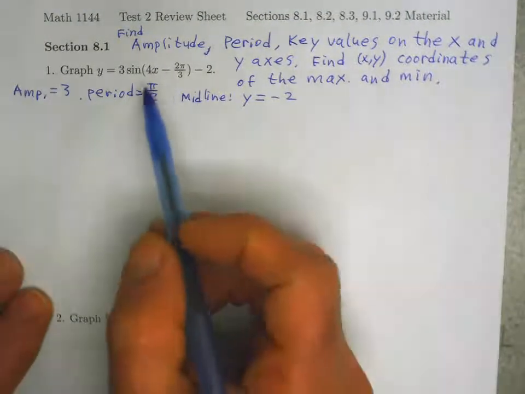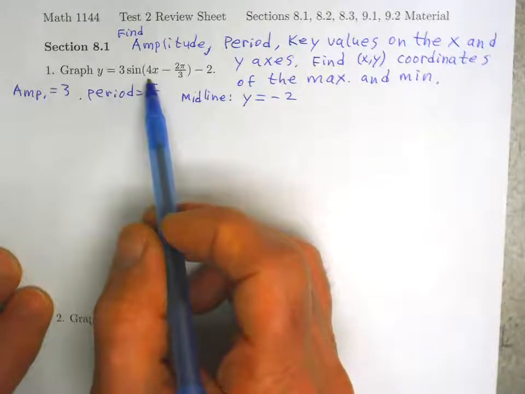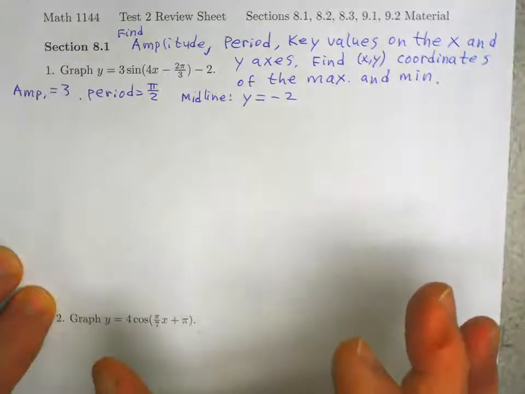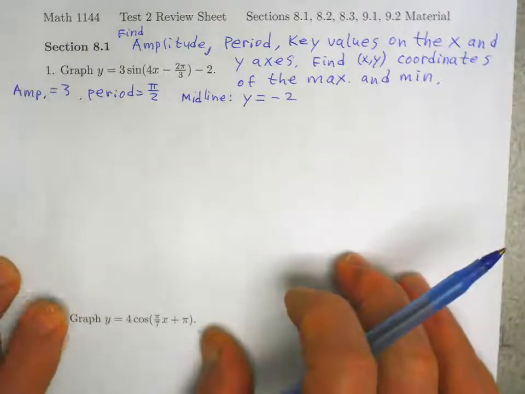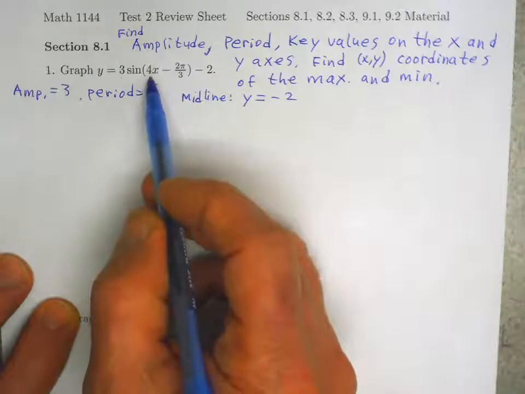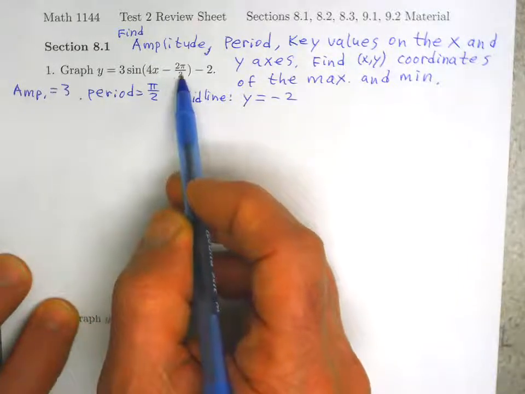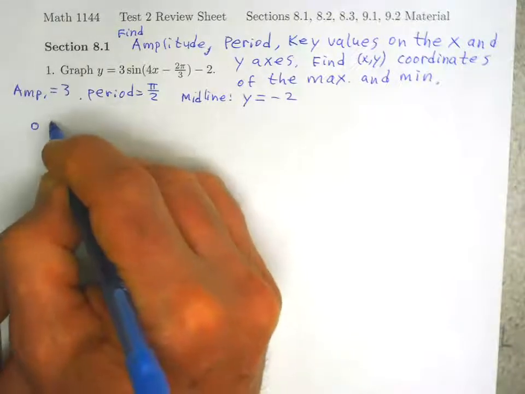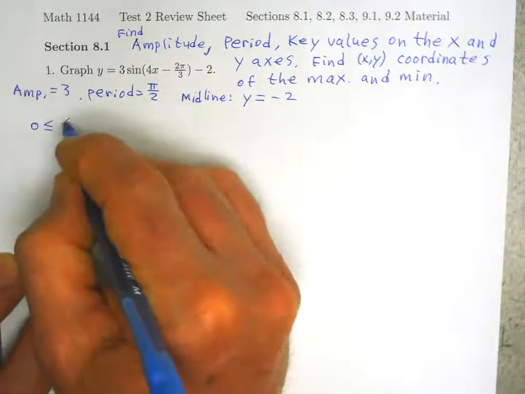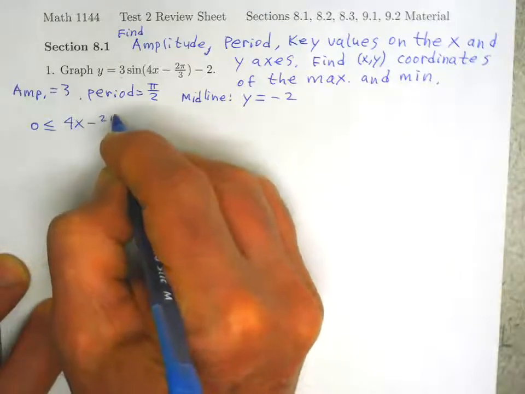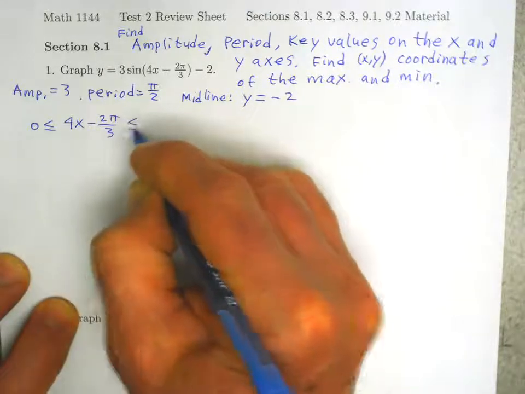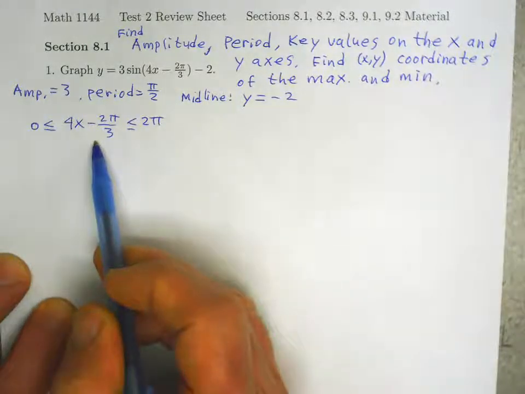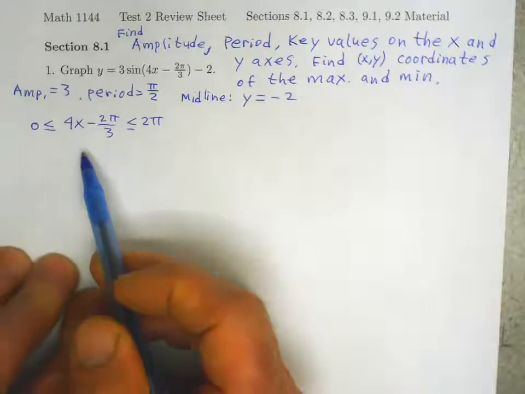Okay, so we'll use the same method for picking the period that we want to graph this sine function. The argument of sine is 4x minus 2 pi over 3. So we know that 0 is less than or equal to 4x minus 2 pi over 3, which is less than or equal to 2 pi. And then we solve this compound inequality for x.